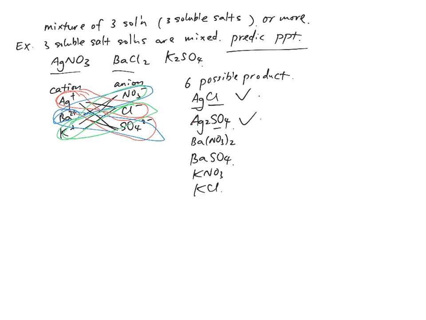Barium nitrate. Anything with nitrate is going to be soluble, so this is not a precipitate. Barium sulfate. Okay, sulfate has barium as one of the 6 positive ions that precipitates it, so that one works. And then potassium nitrate, potassium chloride. Anything containing potassium would be soluble, and you don't have to worry about them. So 3 possible precipitates: silver chloride, silver sulfate, and barium sulfate.